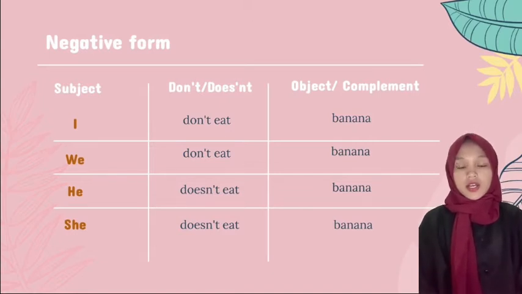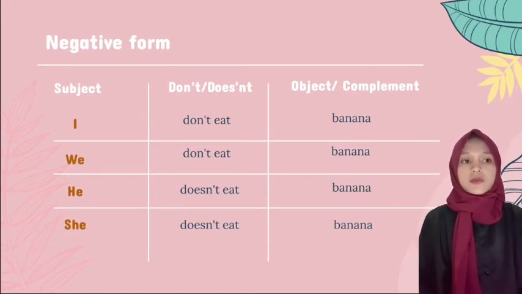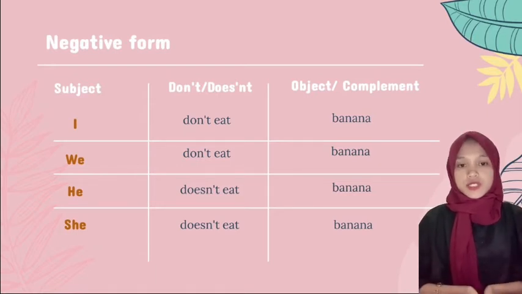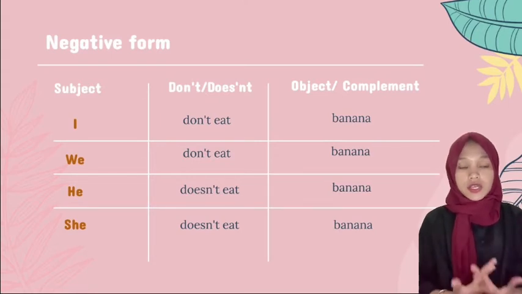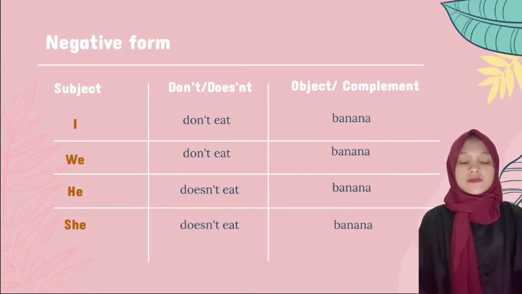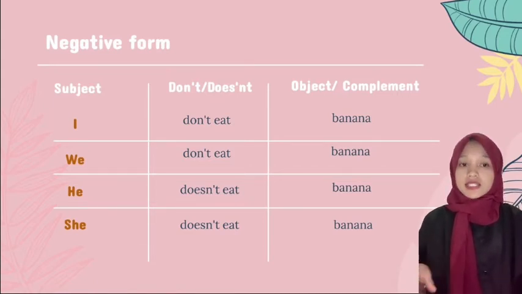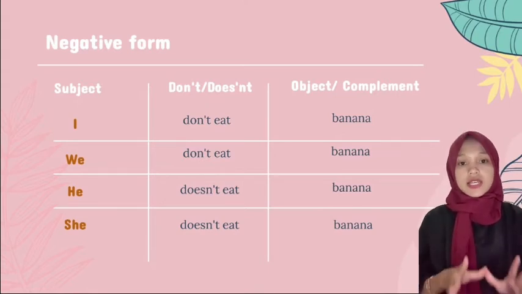Okay, here we discuss the negative form in the simple present tense. The pattern is subject, don't or doesn't, then object or complement. How do we say no in simple present tense sentences? There are don't and doesn't. The examples, as we can see in the slide: I don't eat banana. We don't eat banana. He doesn't eat banana. She doesn't eat banana.